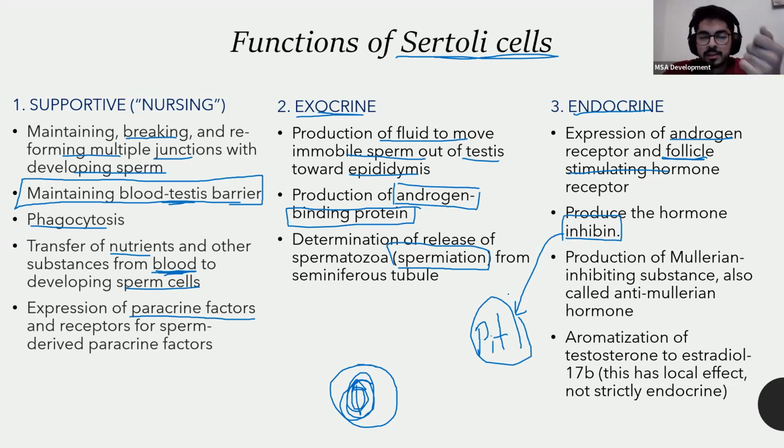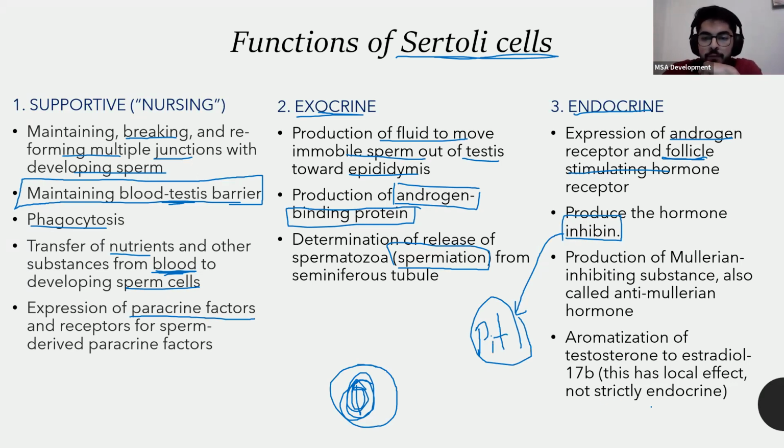Why does it tell it to do so? Because there is a high amount of FSH. So a high amount of FSH is going to be sensed by the Sertoli cells. Sertoli cells are going to produce inhibin in reverse to inhibit the production of FSH.